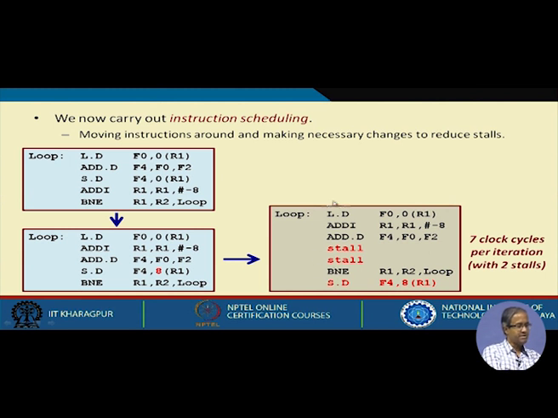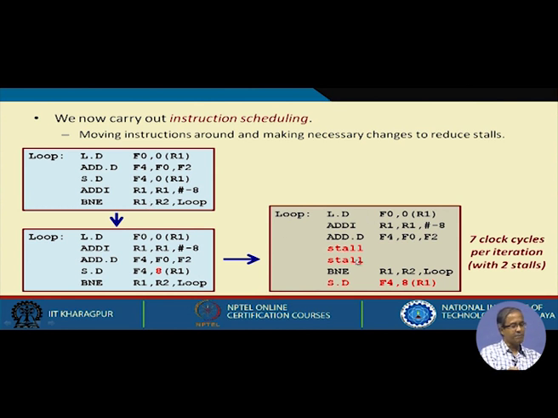If we do that, then for this loop there will be 7 cycles per iteration, with 2 stalls. Our program had 1000 iterations. In the first version there were 9 clock cycles per iteration, which means a total of 9000 clock cycles. But now in this version we have 7 clock cycles per iteration. So from 9000 we have brought it down to 7000. But you see, with this code, however hard the compiler tries, it cannot improve any further. So what is the way out?